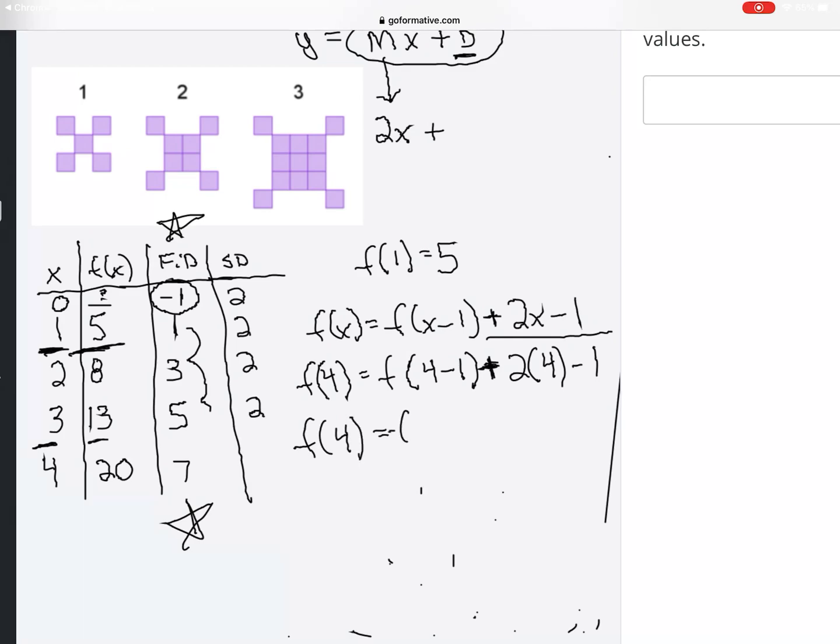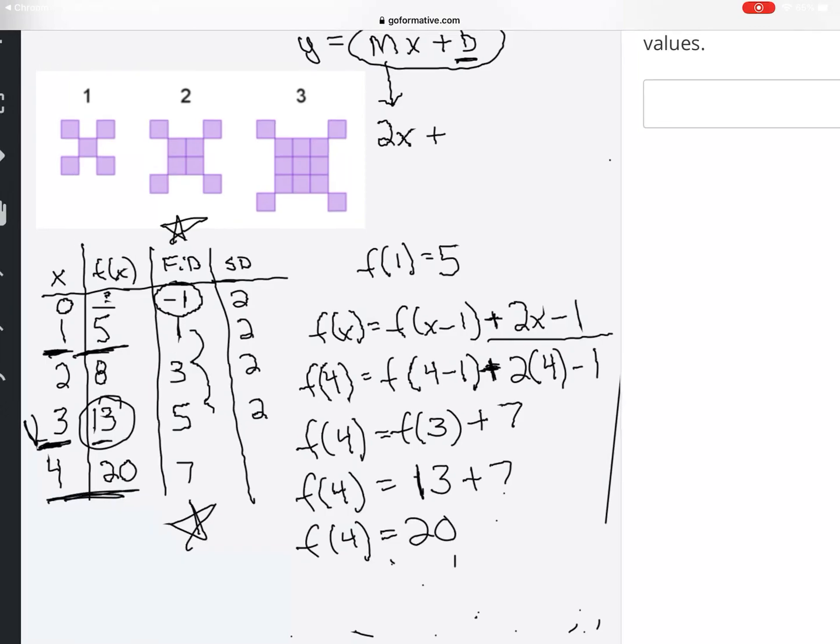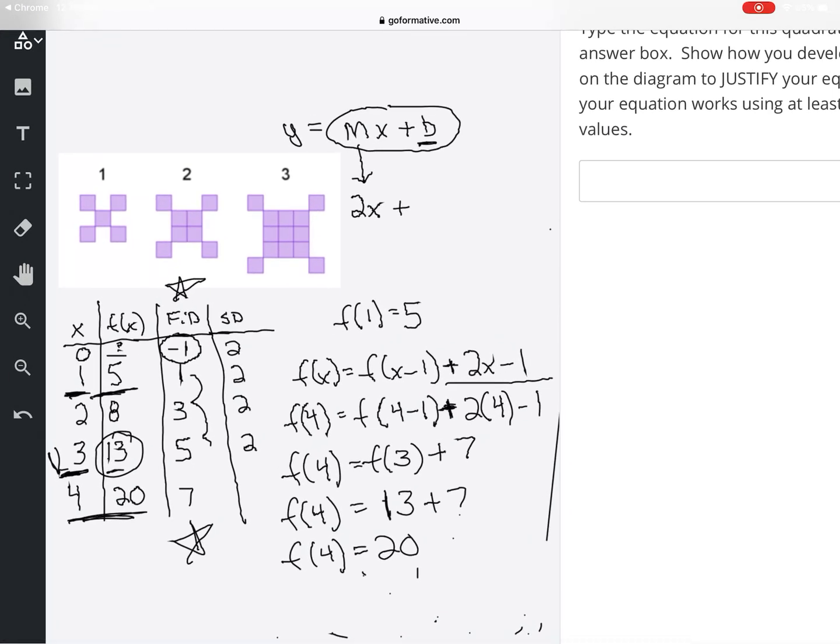And what's 4 minus 1? It's 3. And plus 2 times 4 minus 1 is 7. Okay, so now f of 4 is equal to f of 3. What is f of 3? F of 3 is 13. So I put in 13 plus 7. And then I have now proven that f of 4 is 20, which is true. Okay, so there is a good 4 for a recursive.